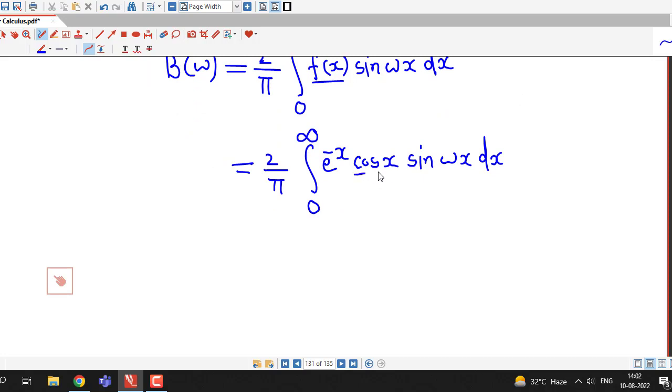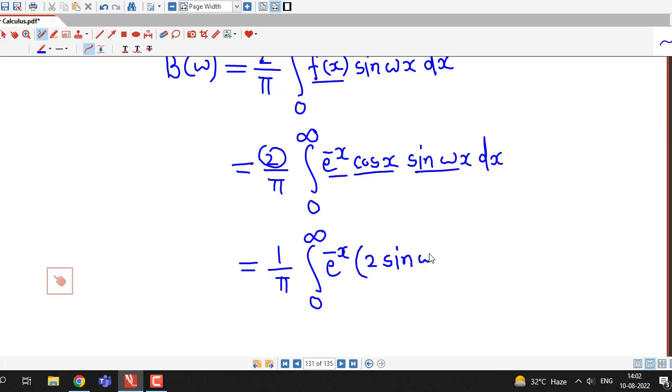f(x) is e raised to minus x into cos x sin omega x integral with respect to x. Now here I have three functions in the product. So first I have to rearrange all these functions so that I can have the formula for integral. So for that I take these two inside the integral and I rewrite our function as 2 times sin omega x into cos x dx.